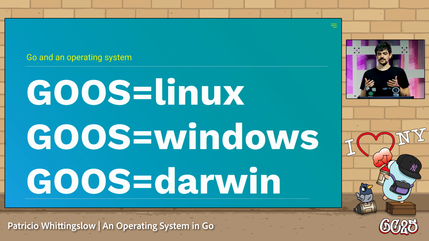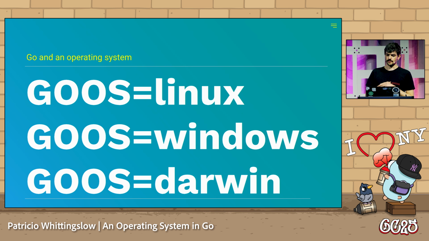Does anyone know what this is? Show of hands. All right, yeah. GOOS is a Go environment variable, and that is how it's pronounced. It tells the compiler what kind of operating system the Go program will run on, the one being compiled.